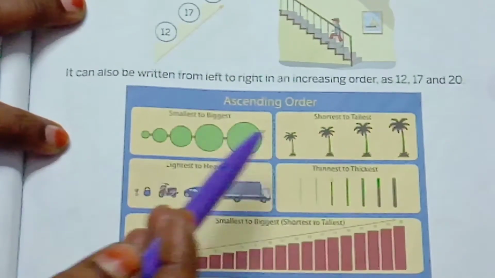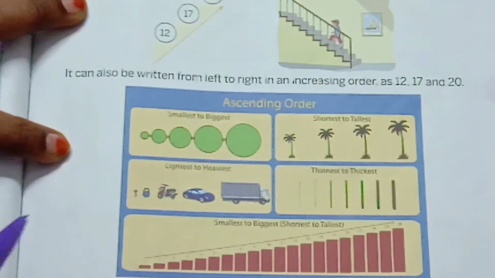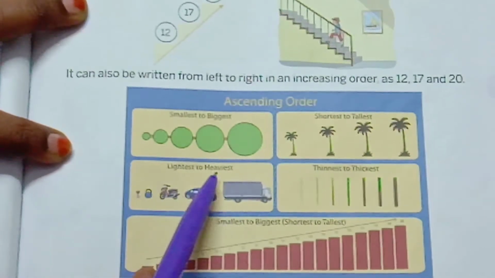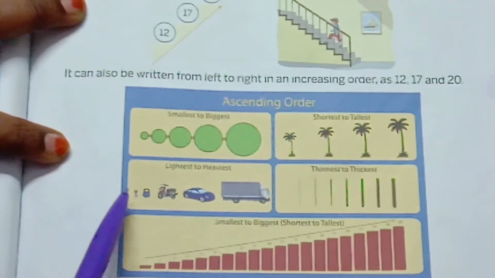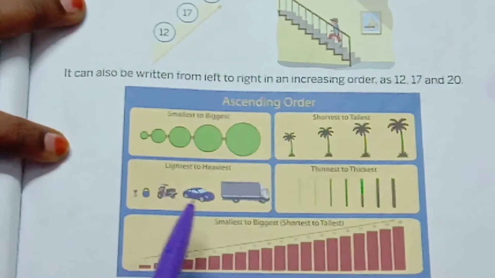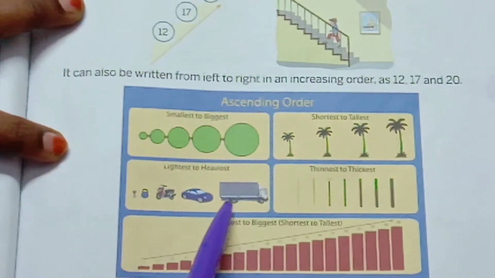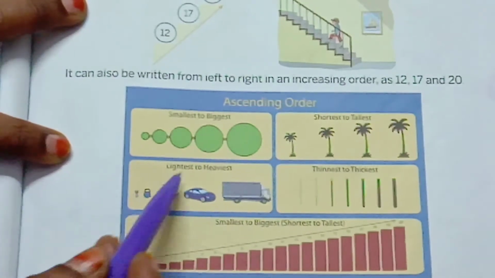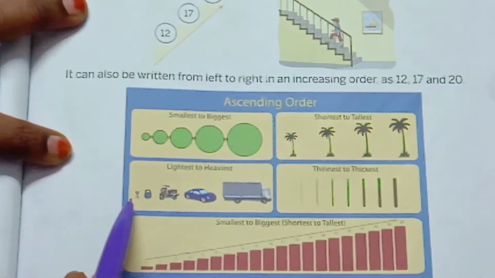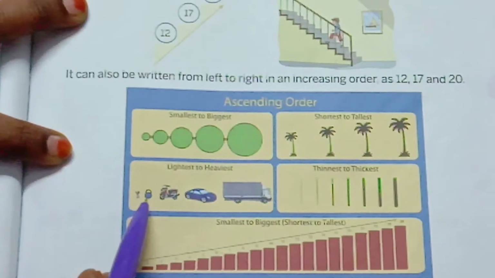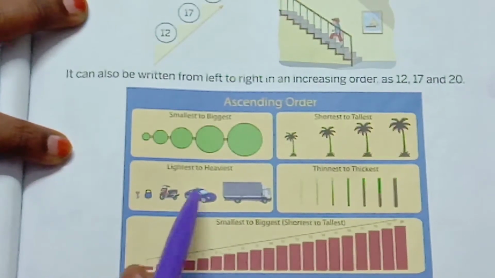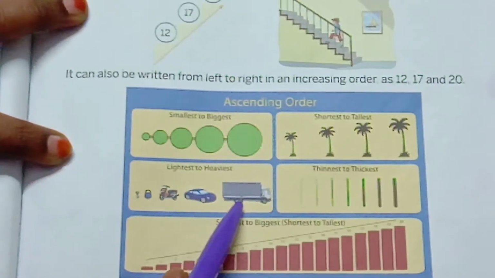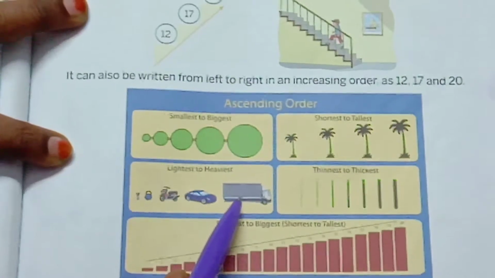So here they are taking only things. Now here lightest to heaviest. Lightest key, lock, scooter, car and truck. Which is the lightest vehicle? Which is the lightest thing? See, which is the lightest thing? Here only key. After that lock, scooter, car. Which is the heaviest vehicle? Truck. So it's the heaviest vehicle, no?